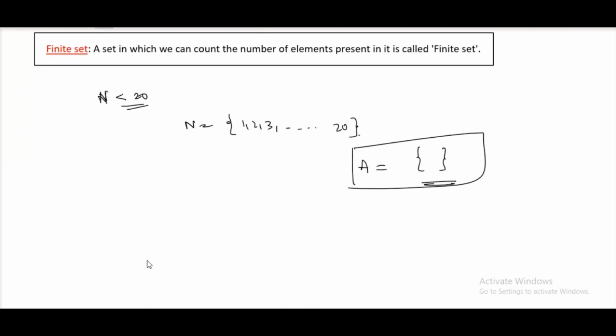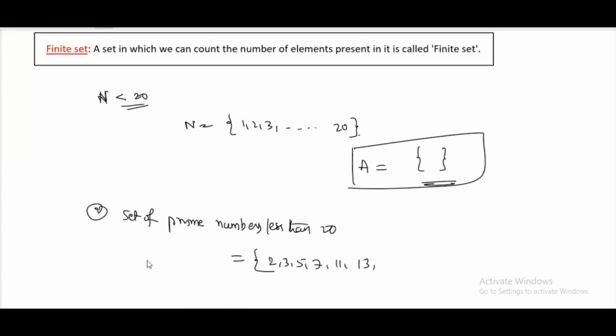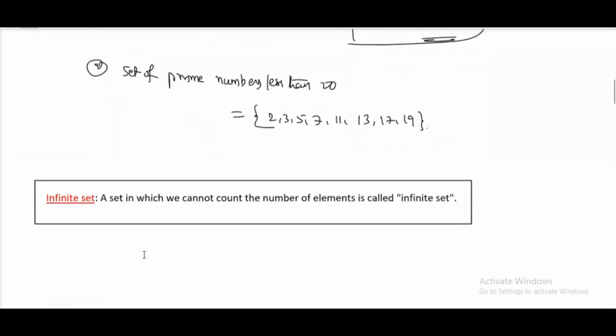So a set in which we can count the number of elements is called a finite set. Another example: the set of prime numbers less than 20. These are 2, 3, 5, 7, 11, 13, 17 and 19. So these are the prime numbers which are less than 20. Like this we can take examples for a finite set.